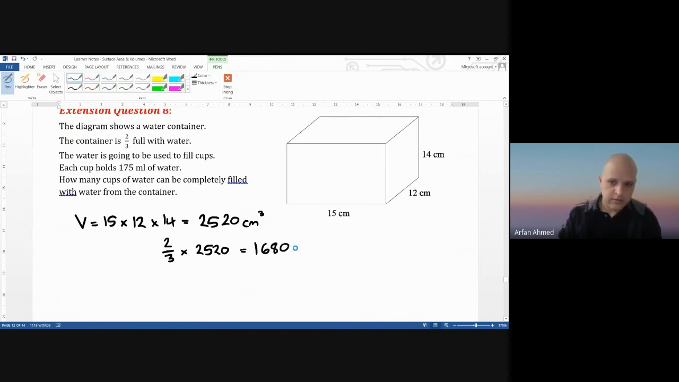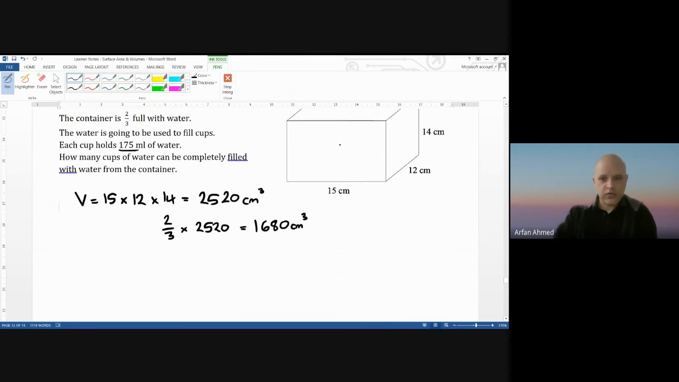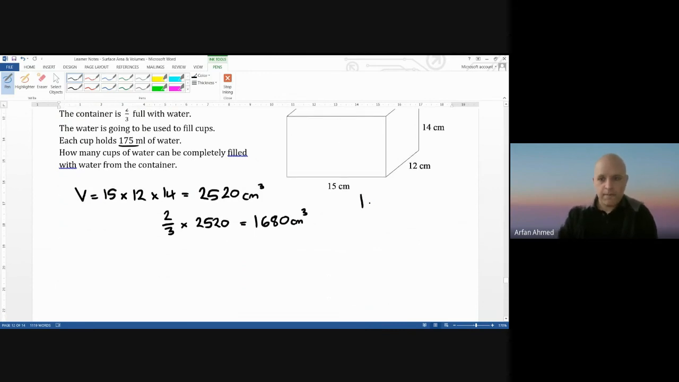1,680 centimeter cubed. Okay, so that's how much is full of water. Right, and then how many of these go into that? Well, that's in milliliters though. So you need to know that 1 centimeter cubed is equal to 1 milliliter. You need to know that.